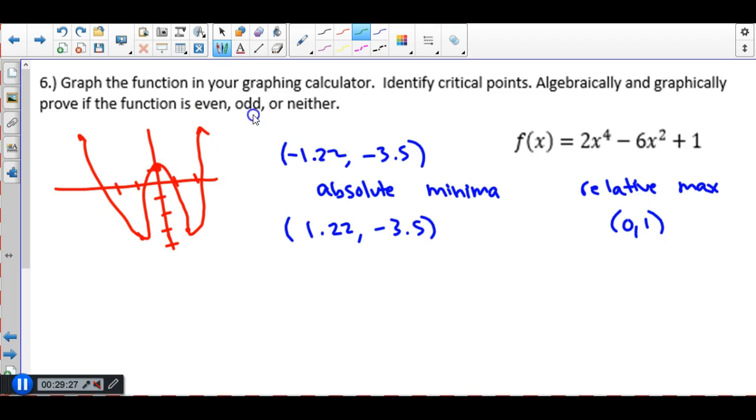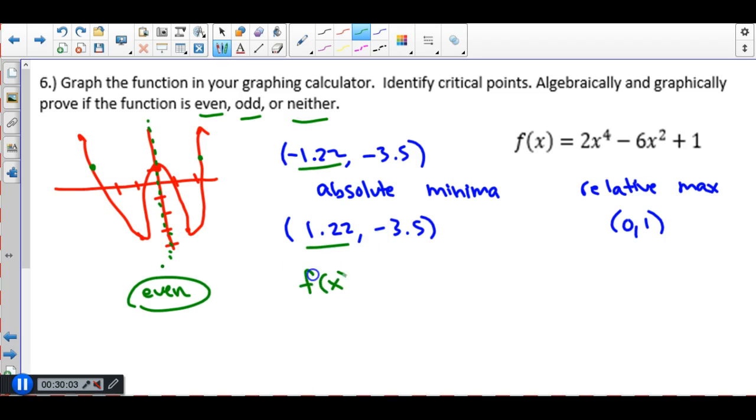So to determine graphically if something is even, odd, or neither, you want to look for symmetry. So if the function is symmetric over the y-axis, if it looks like I can fold my function over the y-axis, that is going to be an even function. And that is the case here. It totally looks like I can take any point that's on the left, reflect it over the y-axis, and get that equal point on the right. And that's what we see here as well. Notice that my x value of -1.22 has a y value of -3.5. And the x value of positive 1.22 equals -3.5 as well.